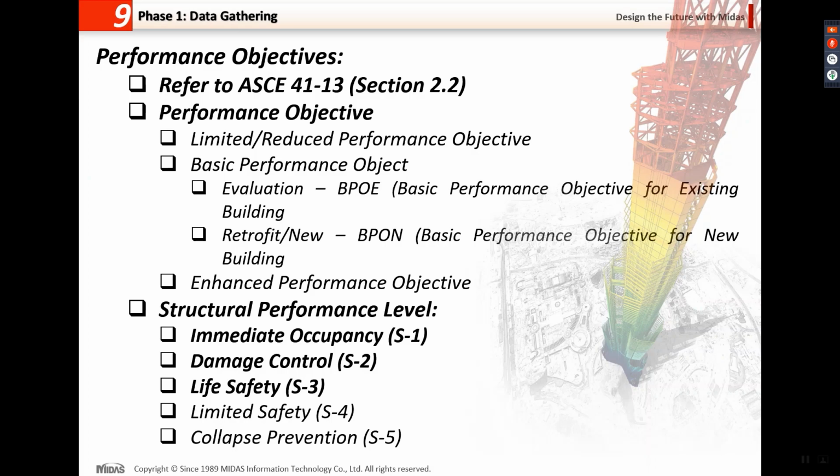Meaning you can still go out of the building after an earthquake. There is damage, but you can safely go out of the building. It is no longer operational unless you perform a building retrofit, either global or local retrofitting. Damage control is that it is operational after an earthquake, but limited repair works will be done on the structure.